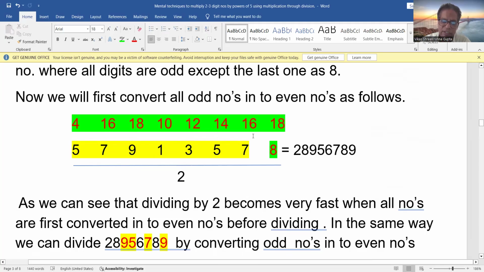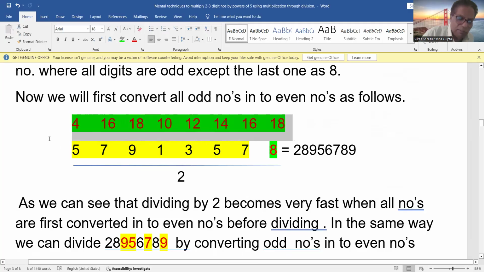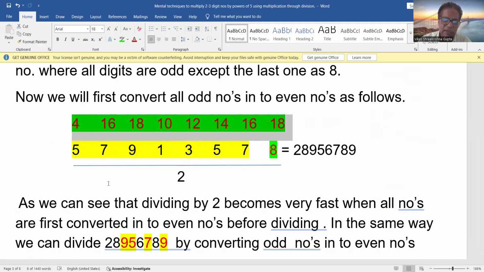Again I take 1 from 17. It becomes 16. And I take 1 to 8 and it becomes 18. So you see, in this way, all the numbers have been converted into the even numbers: 4, 16, 18, 10, 12, 14, 16, 18. Now, division of any number, which are all even numbers, by 2 is very fast, very easy. You have to just divide the number by 2. There is no decimal part involved. So division becomes very easy, very fast.